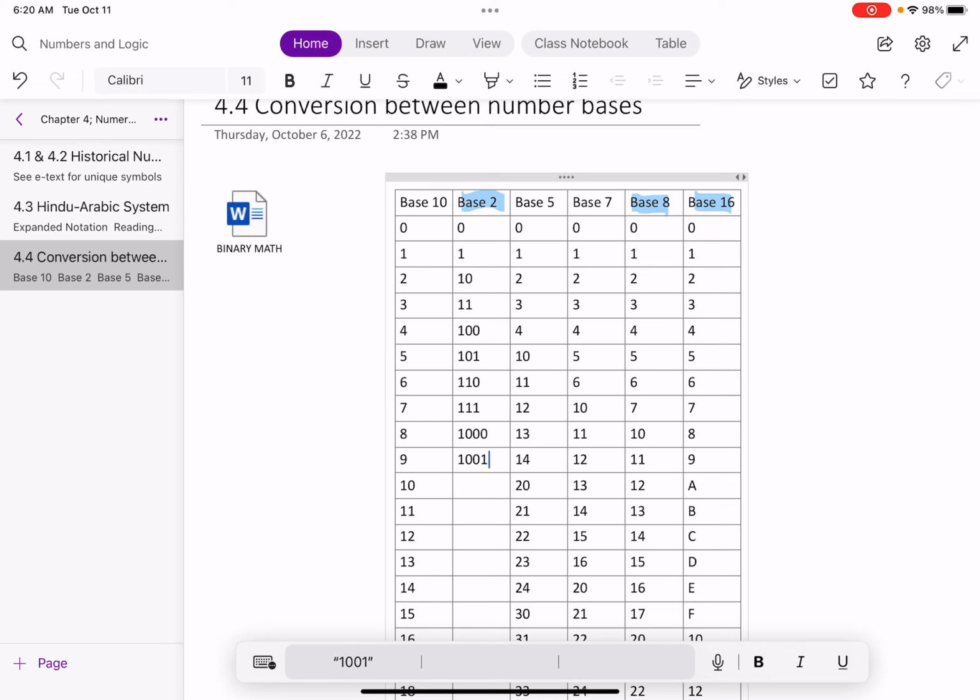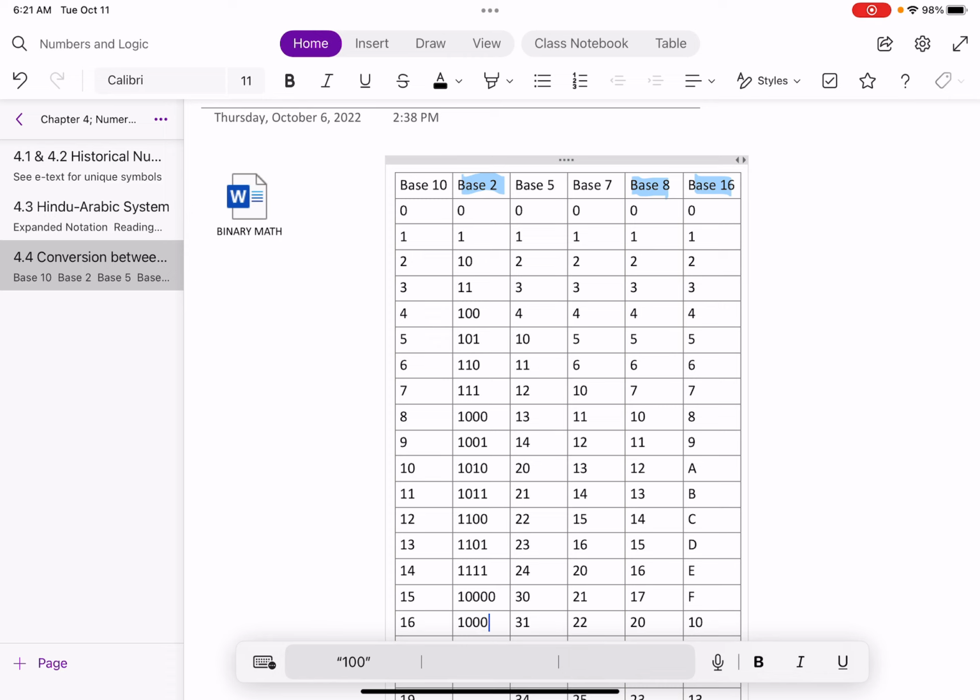1, and then 1, 0, 1, 0, 1, 0, 1, 1. 1, 1, 0, 0. Keep losing my place. 1, 1, 0, 1. 1, 1, 1, 0. 1, 1, 1, 1. And now I start over. 1000, 1000, 1.